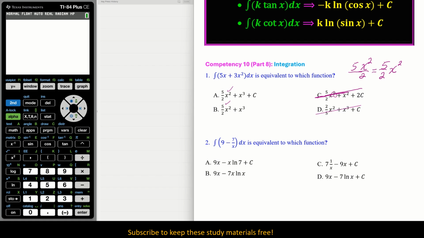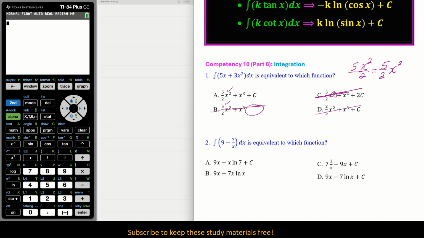Now let's look at A and B. For B, they forgot something very important, the plus C. Well, why do we need the plus C? If you remember, when we take a derivative, we have a constant, and whatever that constant is, it just simply becomes 0. Well, when you integrate, you're going backwards. Well, you have to put that constant back on. We don't know what the constant is. That's why we use a capital letter.